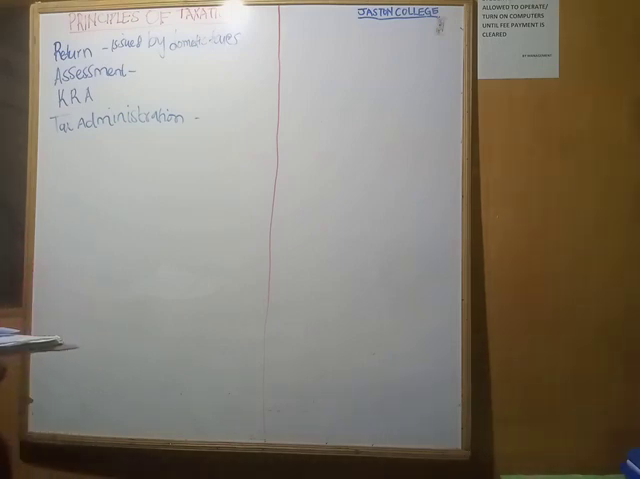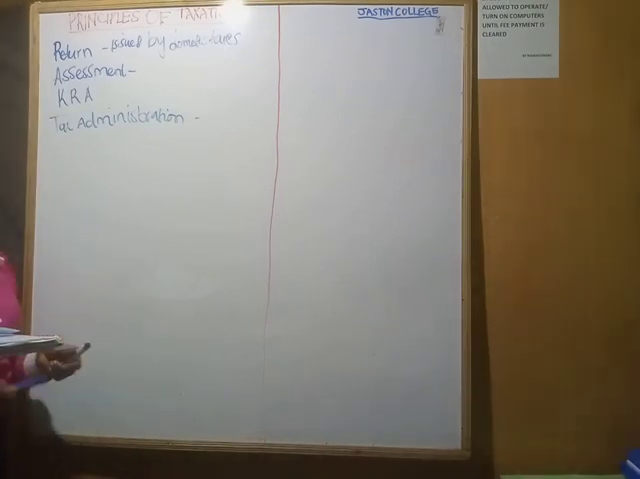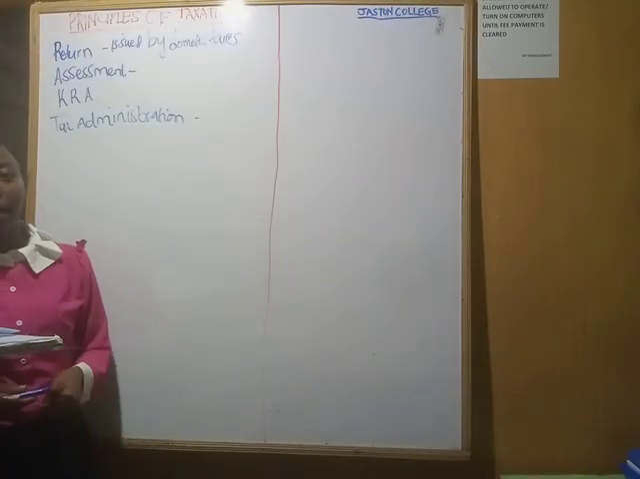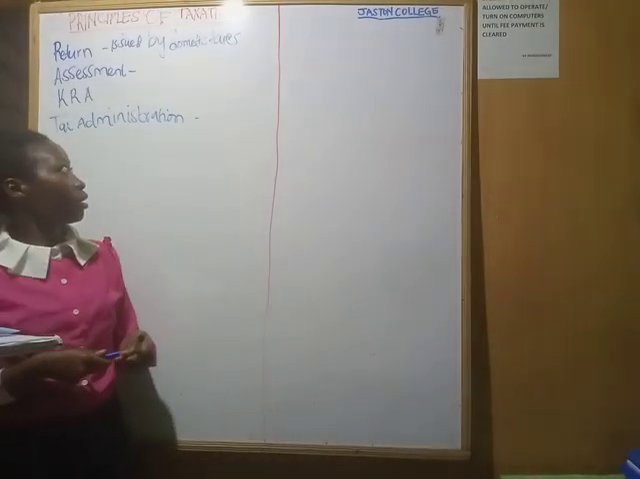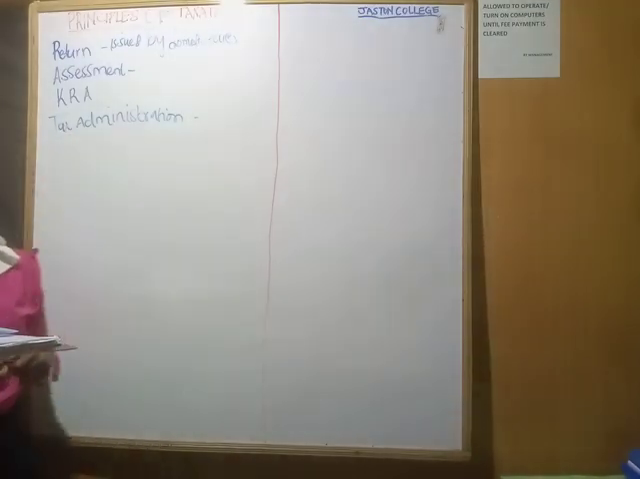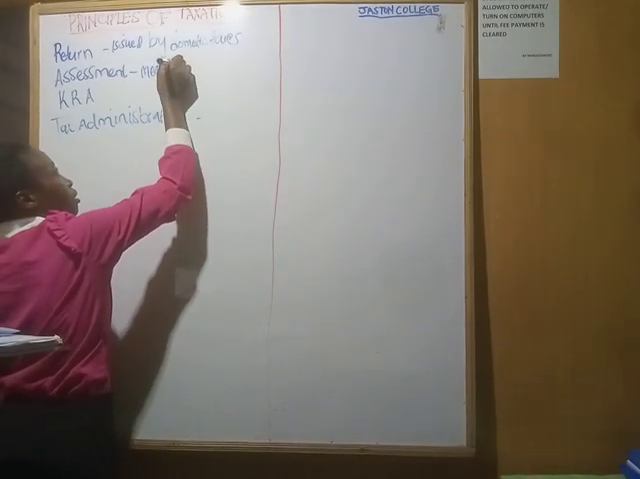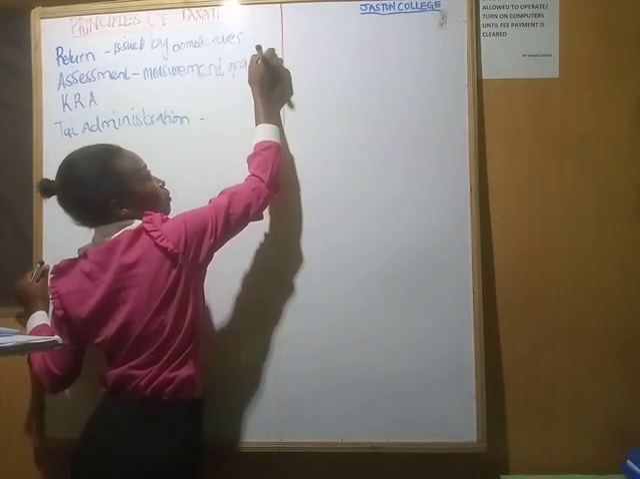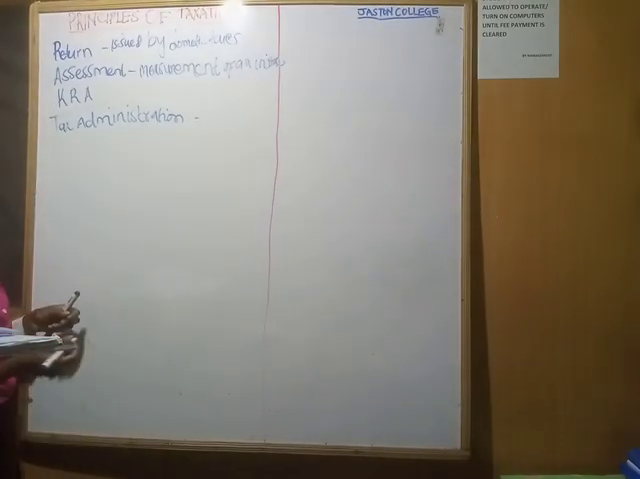So we have an assessment. An assessment means the measurement of an income. It can be a business income or an employment income, any income that we get. So we take a certain measure which is given to the government. So the assessment is basically the measurement of an income.